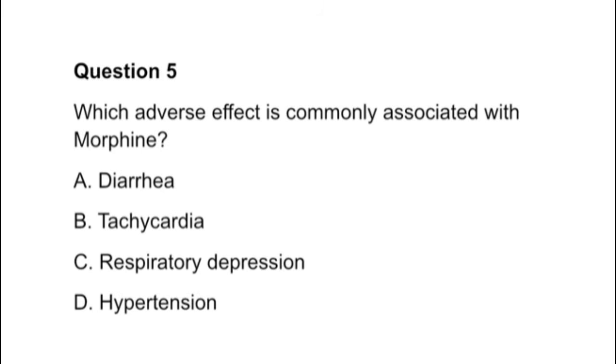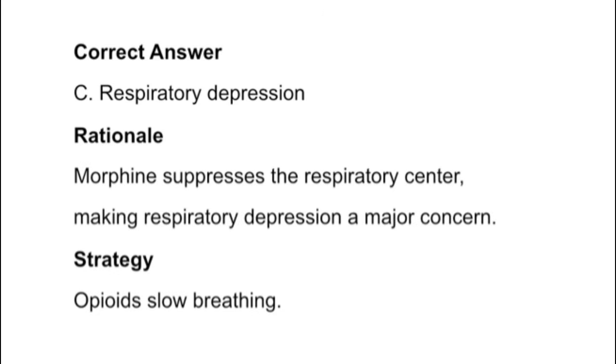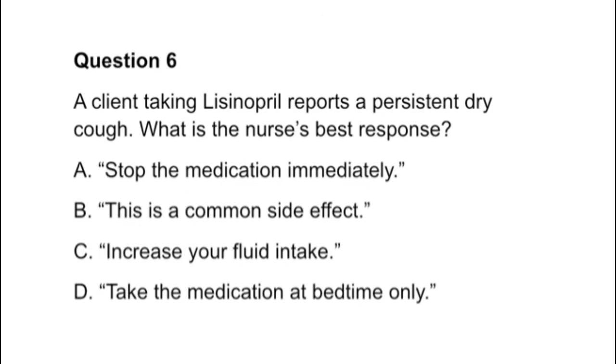Question 5. Which adverse effect is commonly associated with morphine? A. Diarrhea. B. Tachycardia. C. Respiratory depression. D. Hypertension. Correct answer. C. Respiratory depression. Rationale. Morphine suppresses the respiratory center, making respiratory depression a major concern. Strategy. Opioid slow breathing.